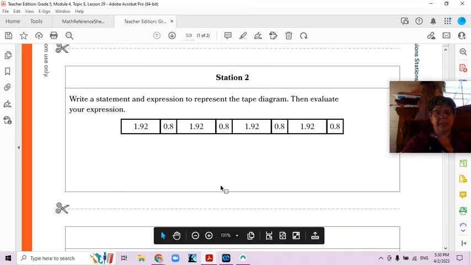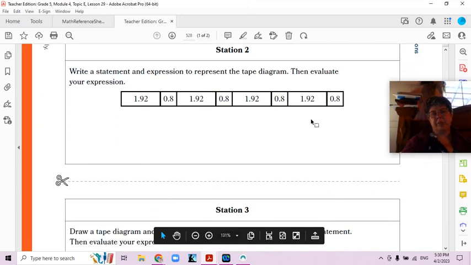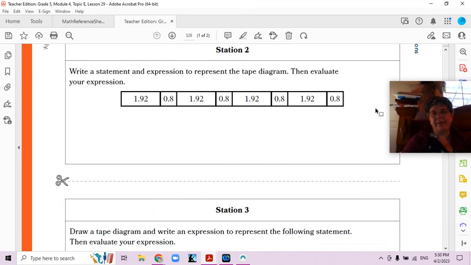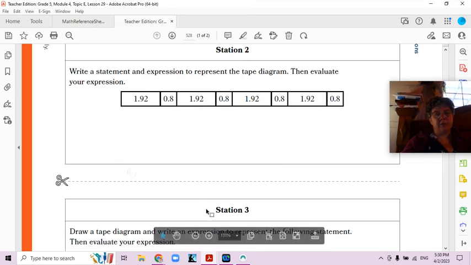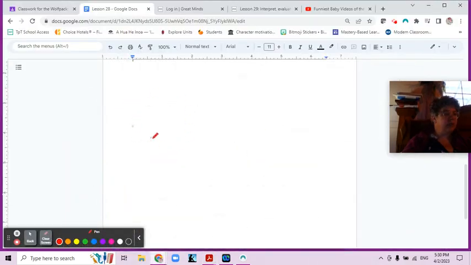Station number 2 is write a statement and an expression to represent the tape diagram. So this time we have the tape diagram. We just need to write a statement and an expression. So a statement is words, right, that represent this, and an expression would be a number sentence. And then evaluate means to solve. Okay, so you have that in front of you. I'm going to do it here on my Google Doc. And the first thing we need to do is write a statement.